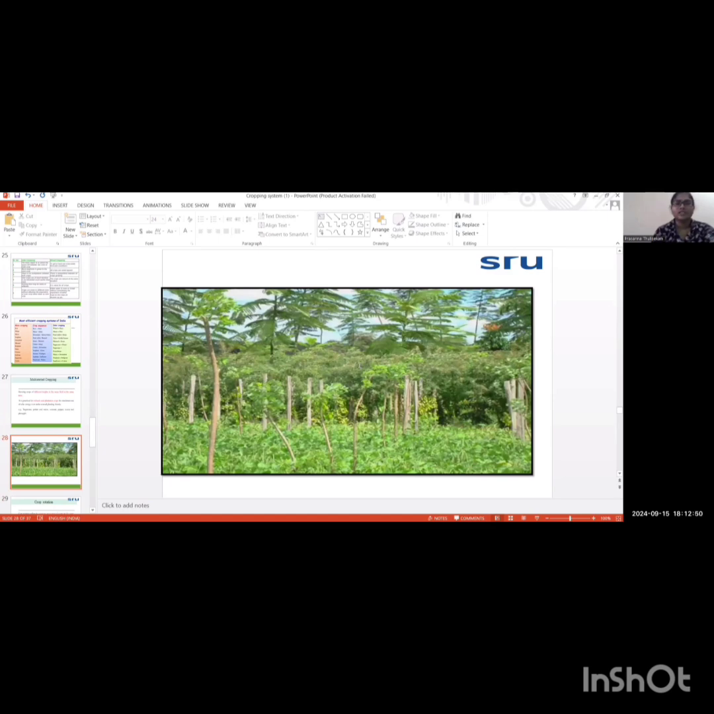And this is the example of multi-storied cropping. You can see three different types of crops.